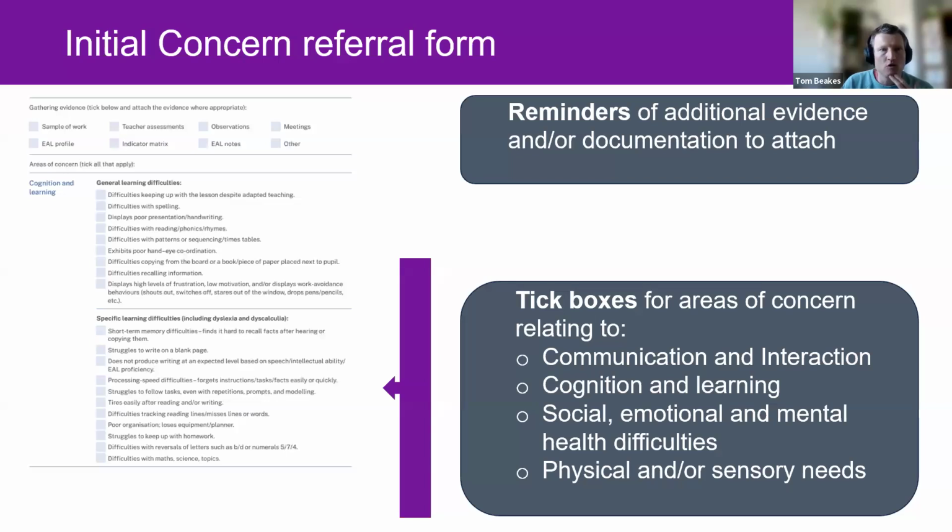You'll also find reminders of additional evidence to include. So again, if you're not quite sure what might be appropriate, there's guidelines here, as prompts here to relate it again to the 4 different areas of need.